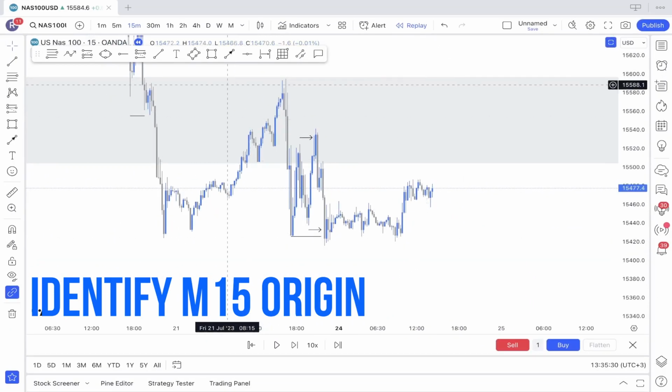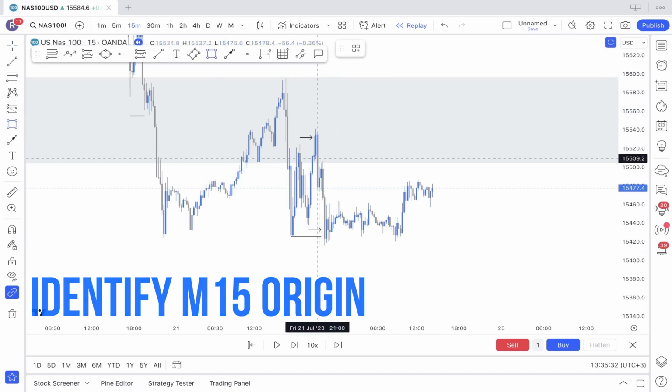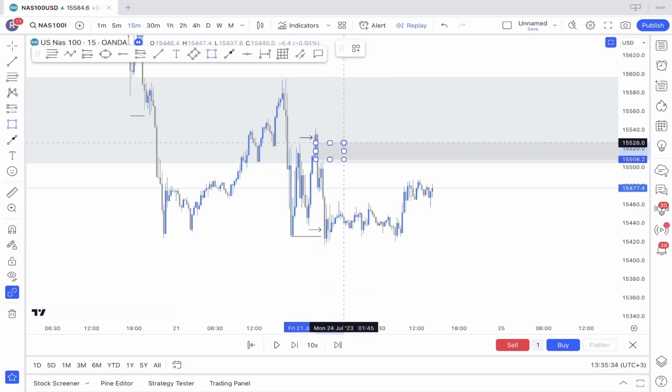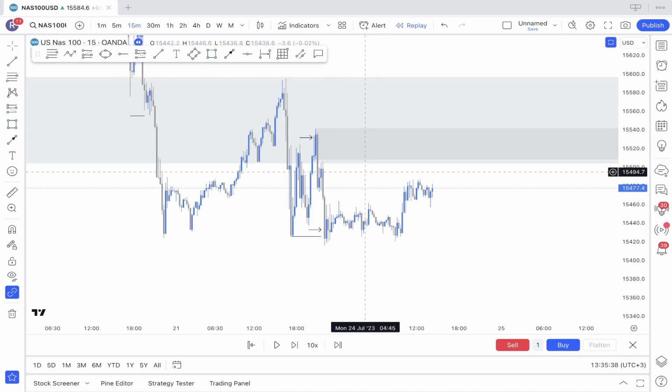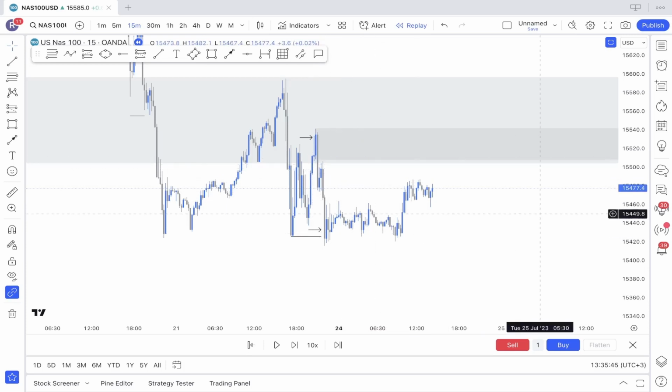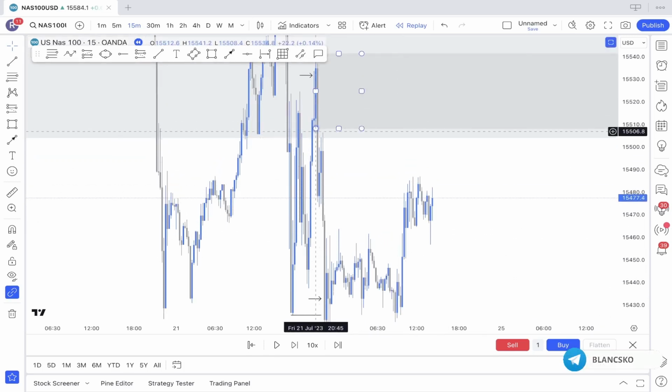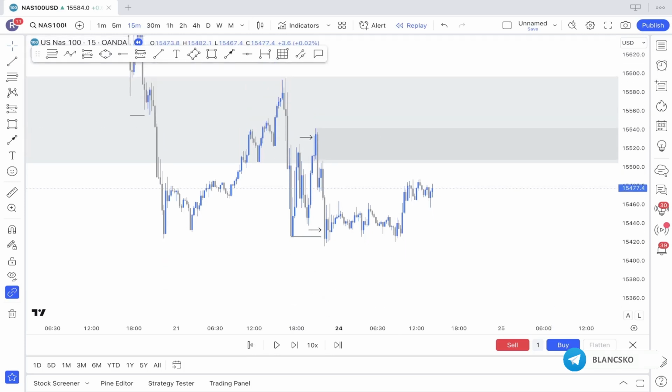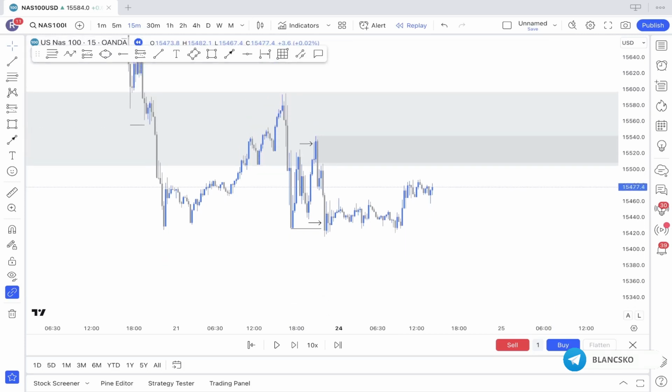And my M15 point of origin was this supply level right here, because essentially this was the last up candle, the last bullish candle before the bearish momentum kicked in the markets and pushed the price lower. And it also has imbalance on it, okay? If we zoom in closely, it has imbalance on it, okay? So it was unmitigated, all right? So that was the next step.